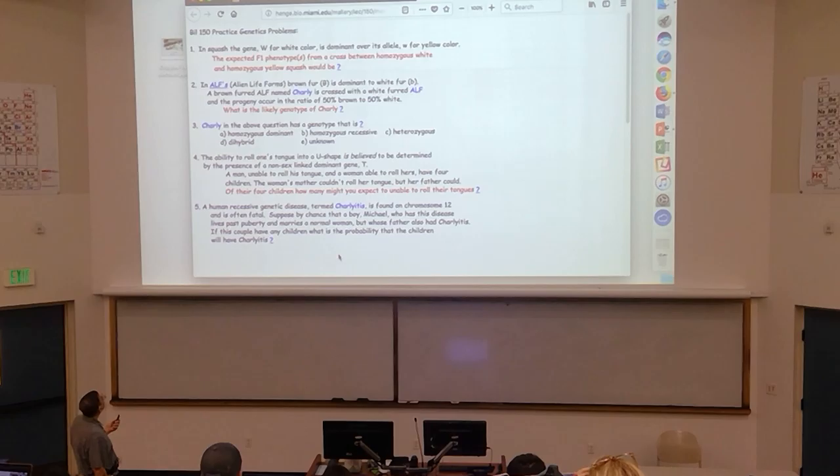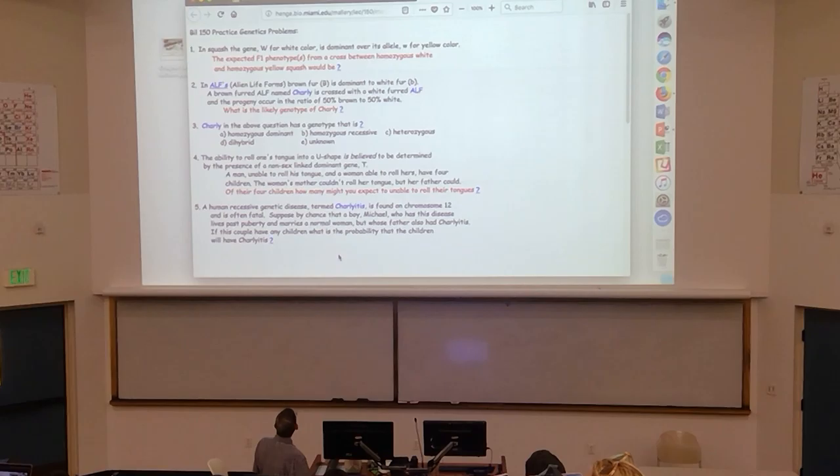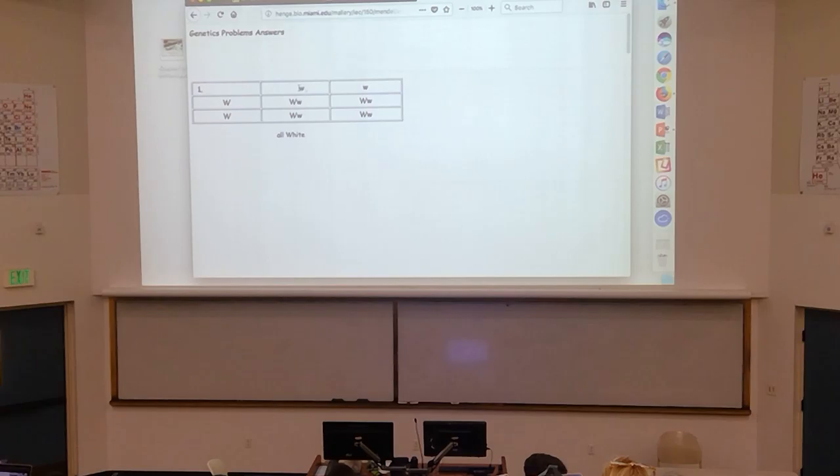Squash. The gene W represents white color, a dominant allele, and w is the recessive allele for yellow color. I've given you the information in the question. Now the question. The expected F1 phenotypes from a cross between homozygous white, two big W's, and homozygous yellow, two little w's, would be what? Can you do it? If you can't do it, you're in trouble. Really simple. Homozygous recessive, homozygous dominant, the F1. That's what Mendel proposed for the F1.